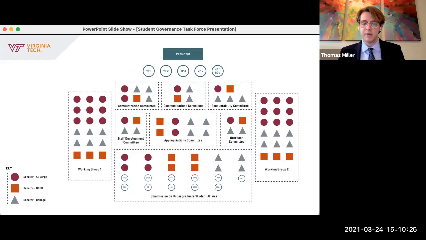Beyond the senators, we have an organizational structure that's kind of delineated with these dotted lines. We have 6 core administrative committees in the middle: administration, communications, accountability, staff development, appropriations, and outreach. These are collections of students that help the day-to-day functioning of the USS kind of move in a very productive way. A lot of this is kind of taken from how SGA functions now, with just some revitalization of how students are organized.